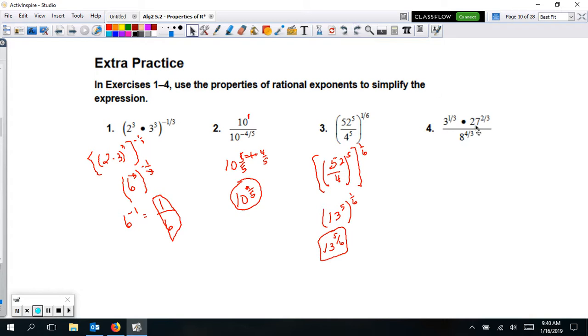Then number 4, this one's got a big fraction here. What we have is actually really 2 problems in one. We want to do the problem on the top, this product first, and then we'll do the quotient, which would be the fraction. So the first thing is we would like to get this number 3 also over here. We'd like to change the 27 to a 3. And when you're working with exponents, you can do that as long as you have 3 to some power that will give you 27. And we should know that 3 to the 3rd power is 27. So we can change the 27 to a 3 to the 3rd power here.